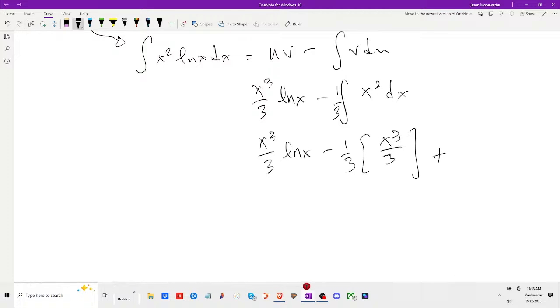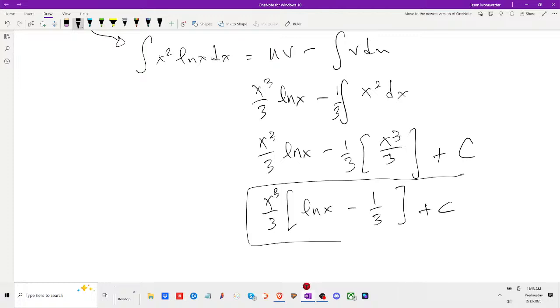Okay, and then this is an indefinite integral, so I need to put a plus c, and I'll write my final answer. It's going to be x cubed. We can even factor out x cubed over 3 in the front, and then I have ln x minus 1/3 plus c. Okay, that's the first integration by parts.